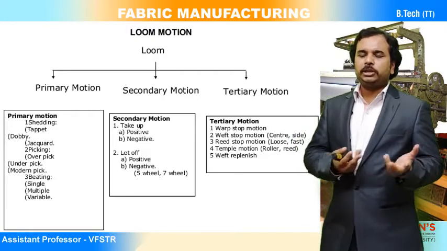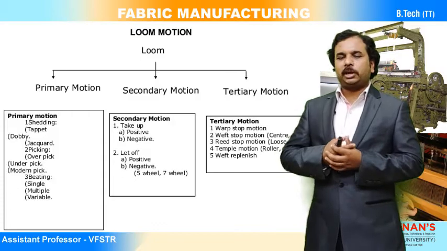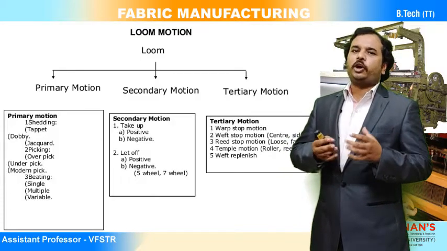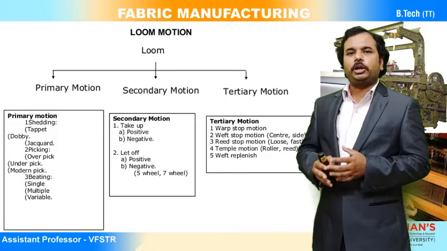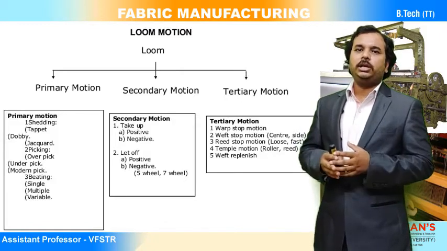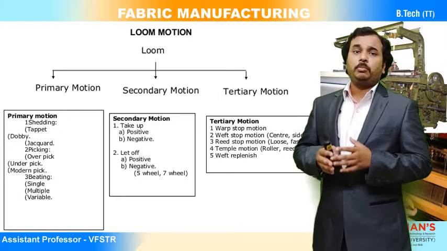So sometimes mishandling or manual errors can occur. In case of automatic looms, it is very, very important to get higher production, and the quality can be maintained by using these auxiliary motions.